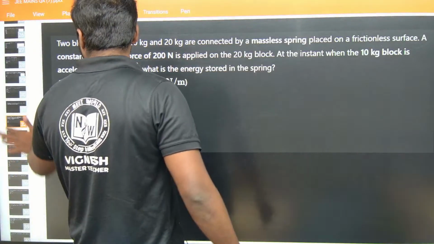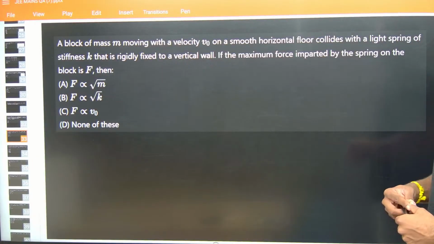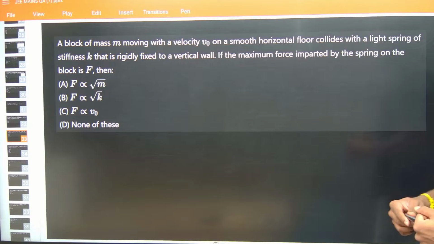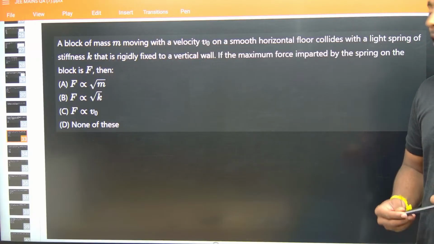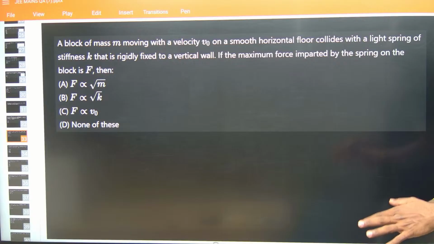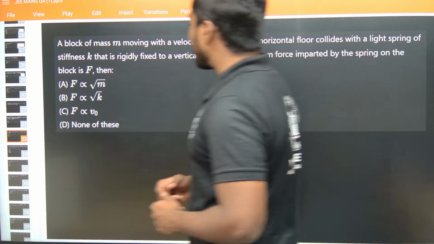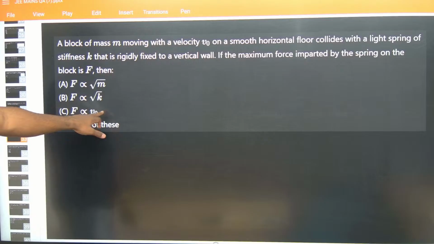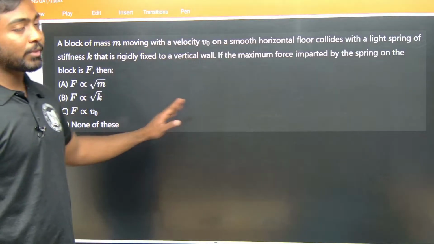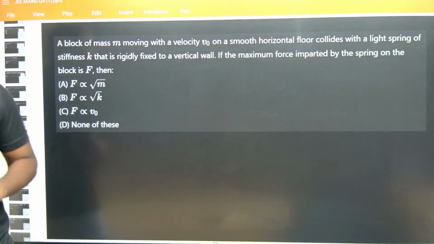Now the next question of this class is: a block of mass m moving with a velocity v naught on a smooth horizontal floor collides with a light spring of stiffness k that is rigidly fixed to a vertical wall. If the maximum force imparted by the spring on the block is F, then F is directly proportional to root m, directly proportional to root k, directly proportional to v naught, and none of this. So I need to find which of the options are correct. See the question once again, then we will go into the answer.